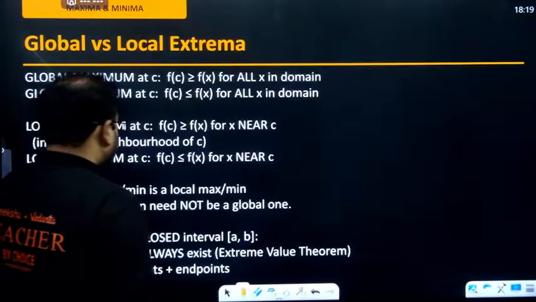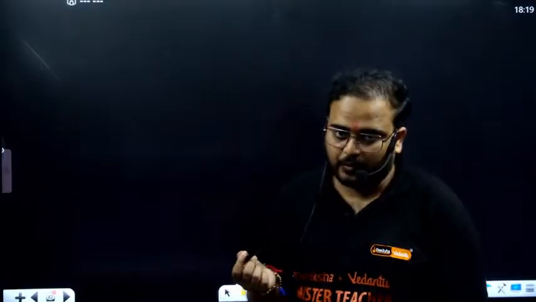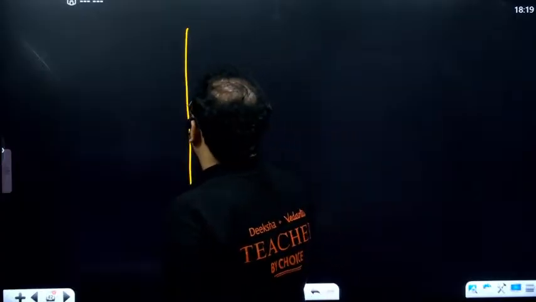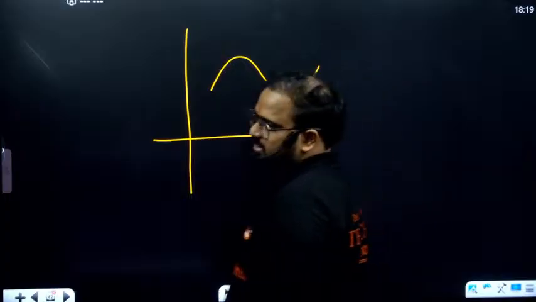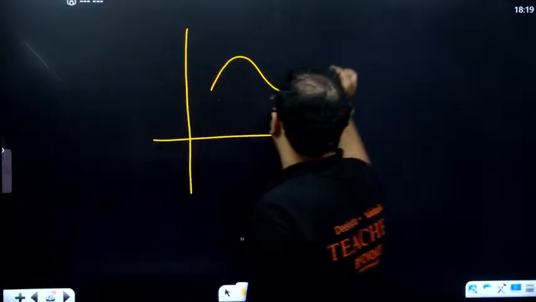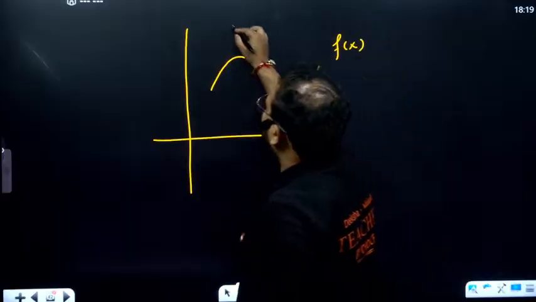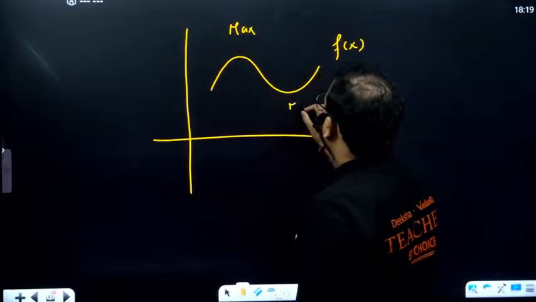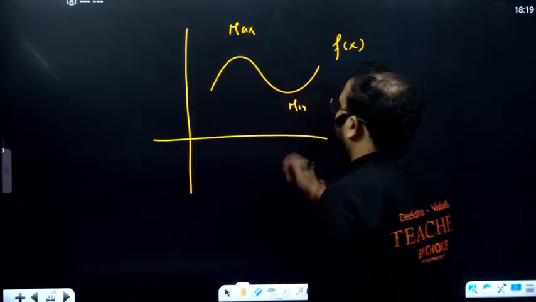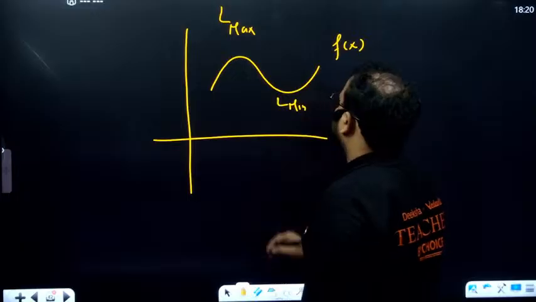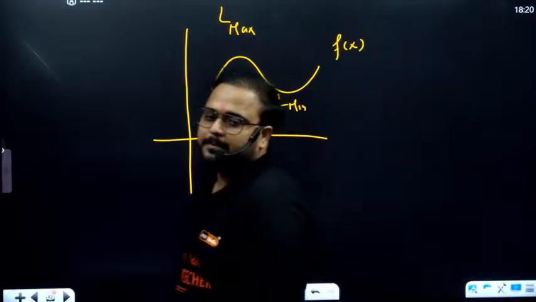Maxima and minima function. Now, before moving on to the concept side, let's understand different types of conditions when this occurs. So I'll take the combination first. This is my combination, let's say. Clearly you can see that for this given function f(x), I have the maxima over here and I have the minima over here. Remember, these are called local maxima and local minima. So I can write here L max, L min.